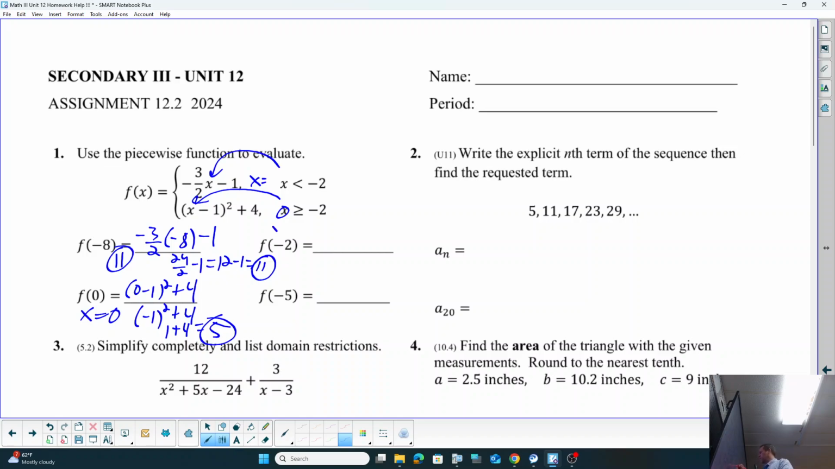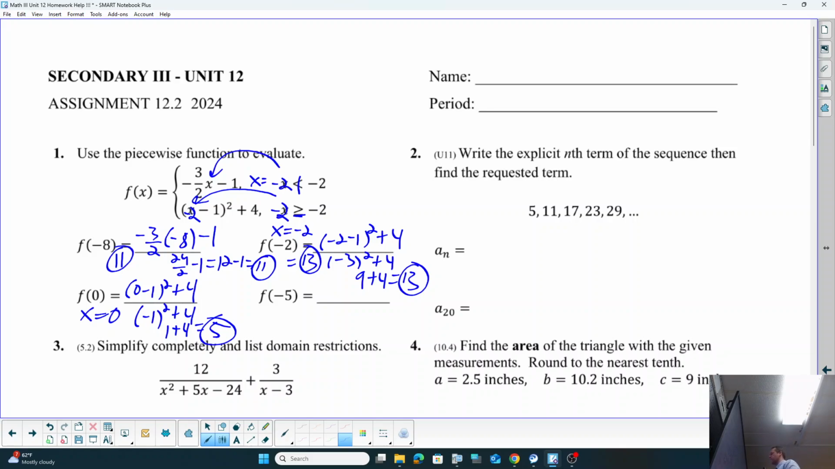F of negative 2. So x equals negative 2. Negative 2 is not less than negative 2, but it is equal to negative 2. So that means we're going to plug it in here into our equation. So we get negative 2 minus 1 all squared plus 4. That's negative 3 all squared plus 4. Negative times a negative is a positive. 9 plus 4 is 13. Nice.